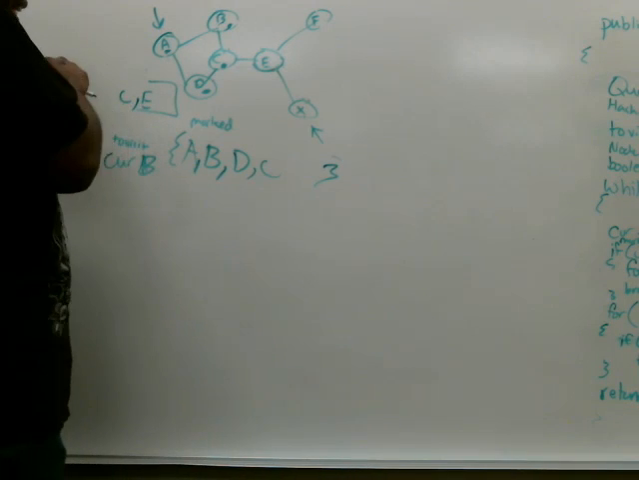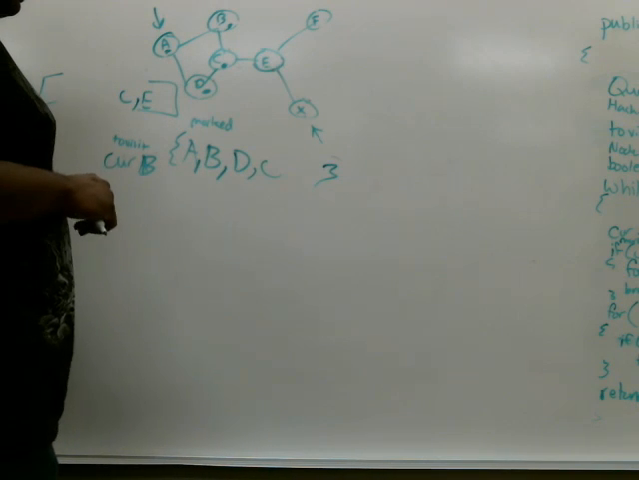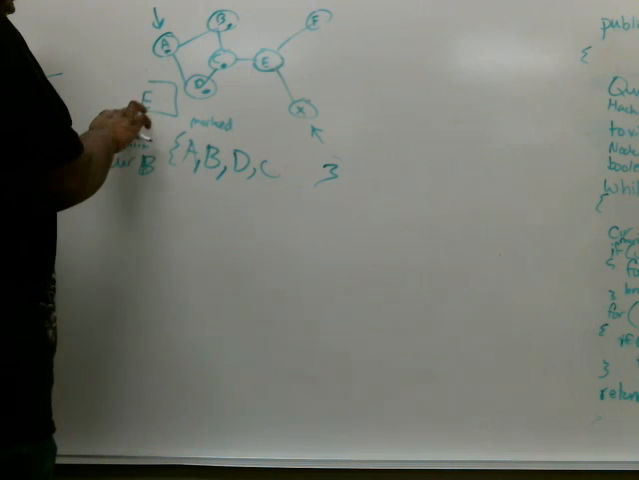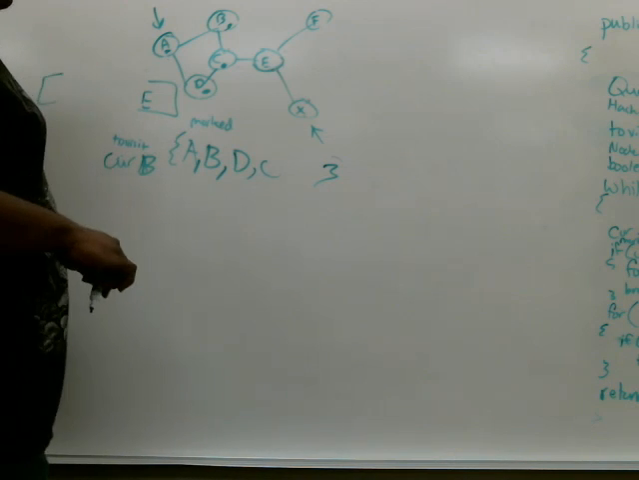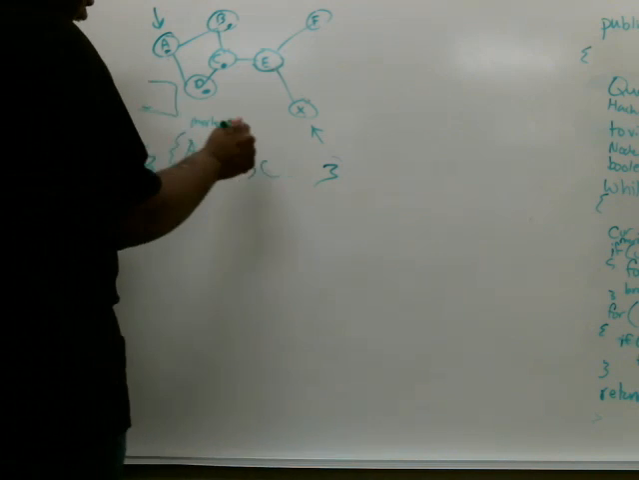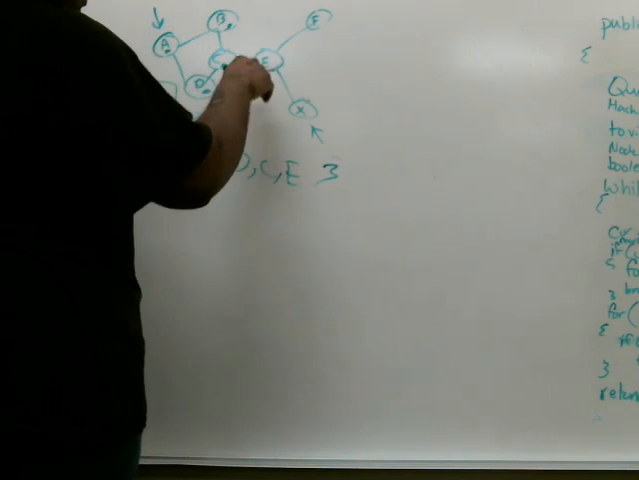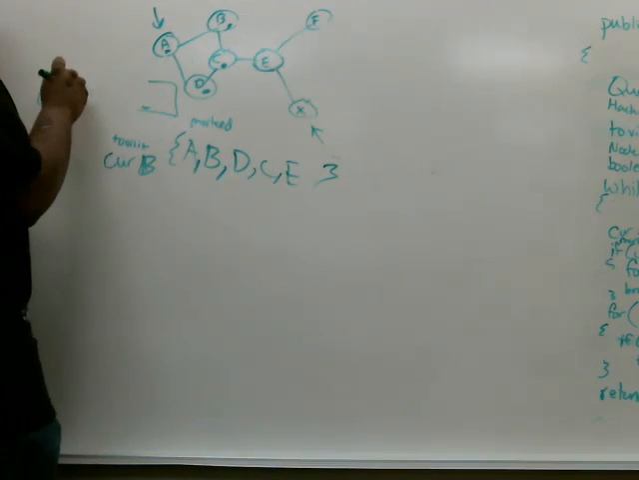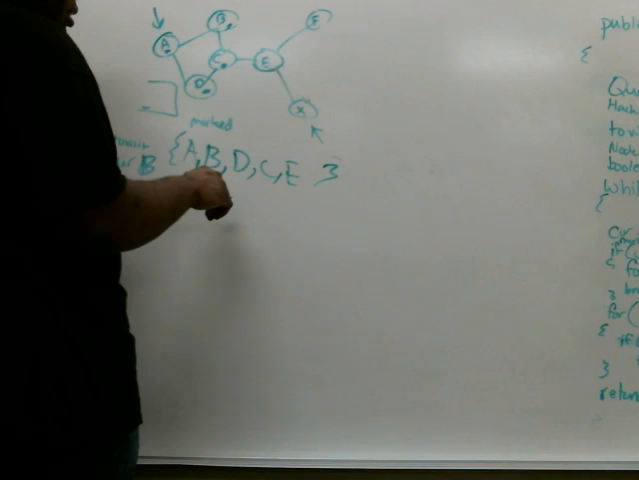Okay, so now we have C. Okay, so we have C, we throw that out. So now we're at E. Okay, we DQ, we get E. Put in all these neighbors, so F and X.